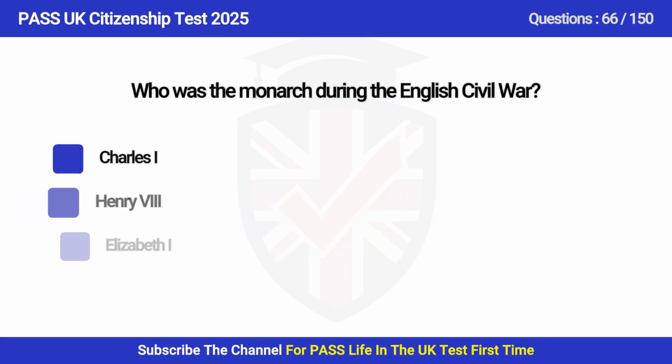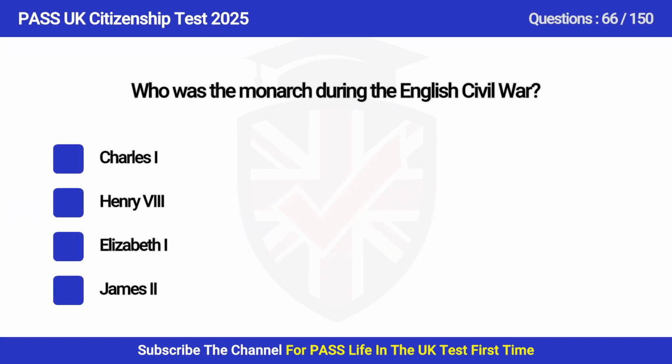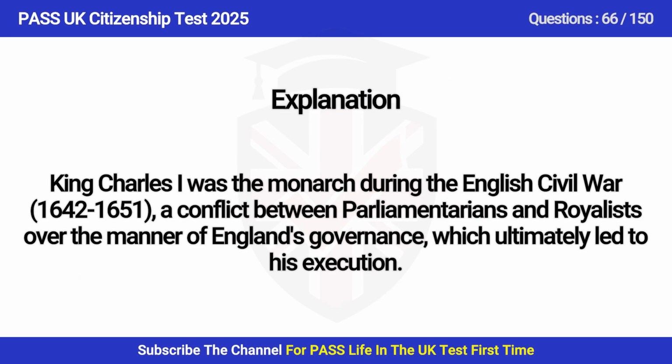Question 66. Who was the monarch during the English Civil War? A. Charles I, B. Henry VIII, C. Elizabeth I, D. James I. Answer is A. Charles I. King Charles I was the monarch during the English Civil War, a conflict between parliamentarians and royalists over the manner of England's governance, which ultimately led to his execution.